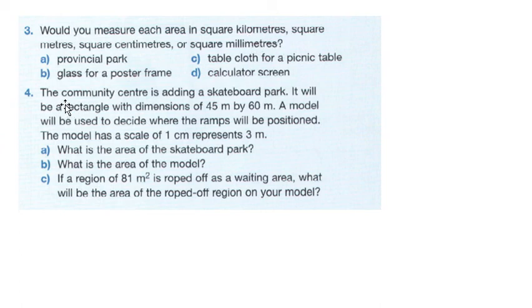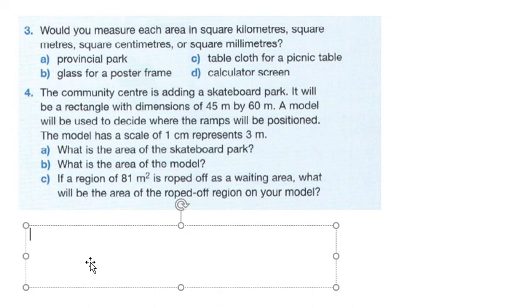Number 4, the community center is adding a skateboard park. It will be a rectangle with dimensions of 45 meters by 60 meters. A model will be used to decide where the ramps will be positioned. The model has a scale of 1 centimeter represents 3 meters. A, what is the area of the skateboard park? For this, I'm going to write down some responses.